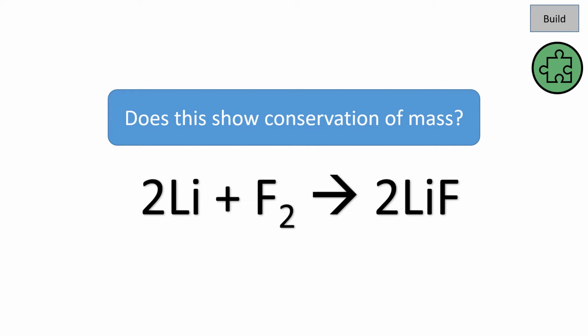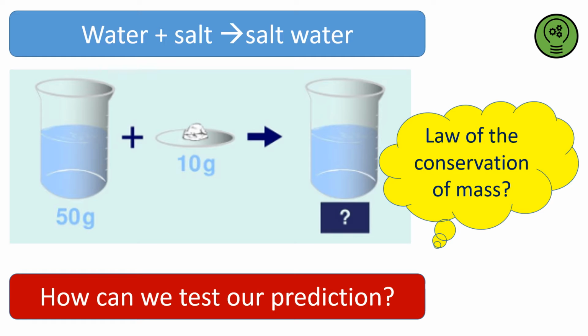Okay, so does this show conservation of mass? Well, I've got two lithium here and 2 times the lithium there, so that's okay. I've got two fluorines here and 2 times the 1F there, so two fluorines here. So yes, this does show the law of conservation of mass.